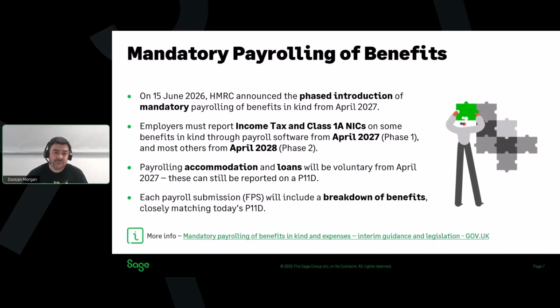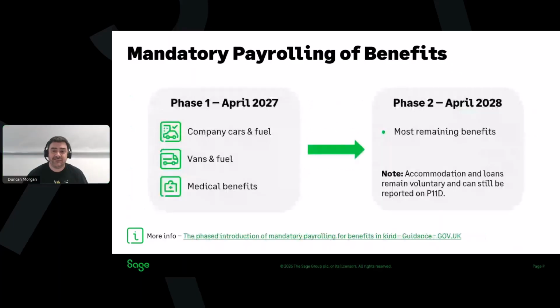So just to break down which benefit types will be mandatory from April 2027, phase 1 will include company cars and fuel benefit, company vans and fuel, and all medical benefit types. And these are the most common benefits that are provided by employers. So if those are the only benefit types that you provide to your employee, everything is as it was, and it will be mandatory to payroll this information from April 2027.